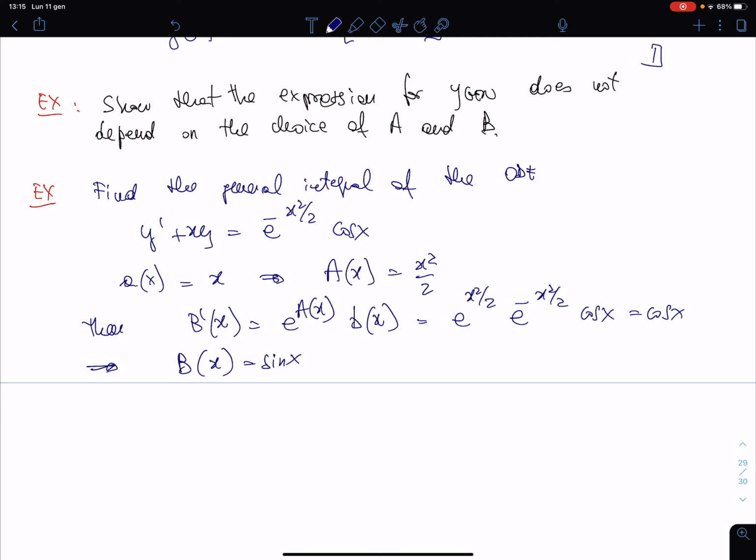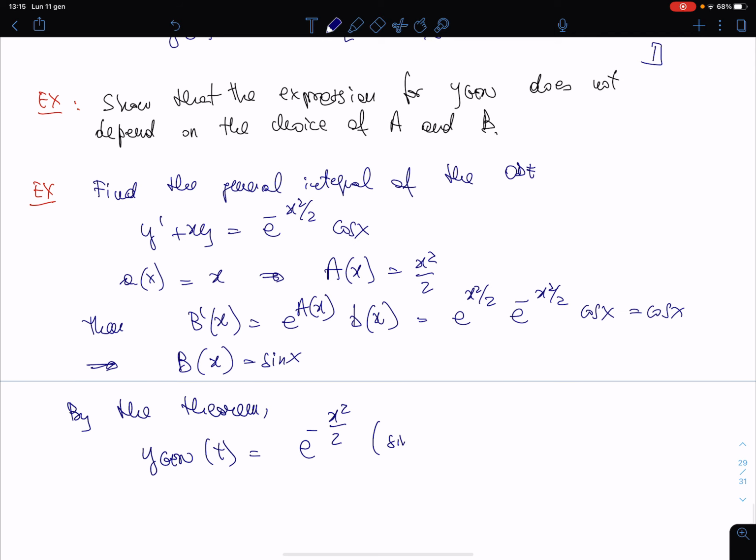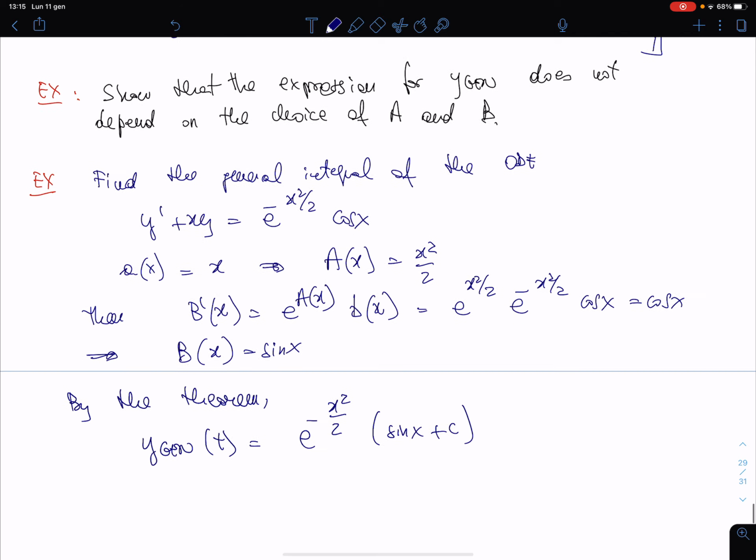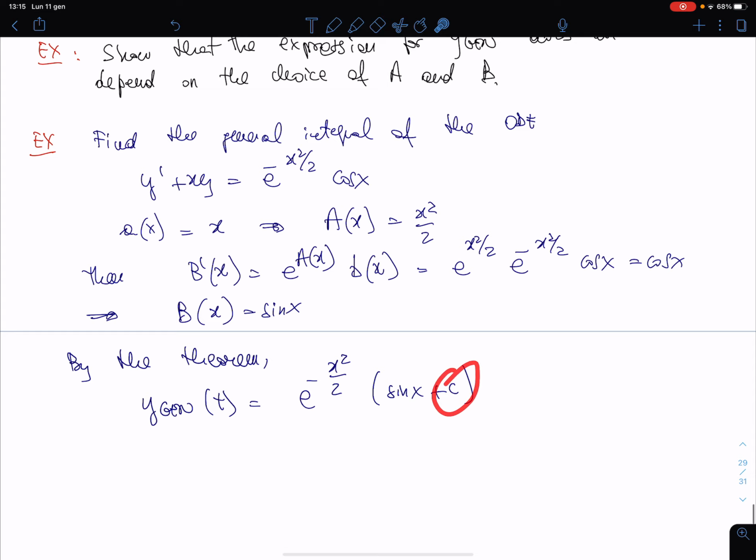Applying the formula by the theorem, we have that the general integral y gen is equal to e to the minus x squared over 2, which is e to the minus A of x, times sine of x plus c. Notice that c here does not appear as an additive constant. It's an additive constant times this factor here.